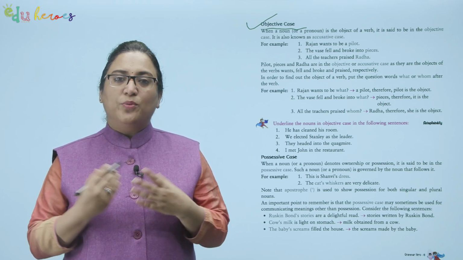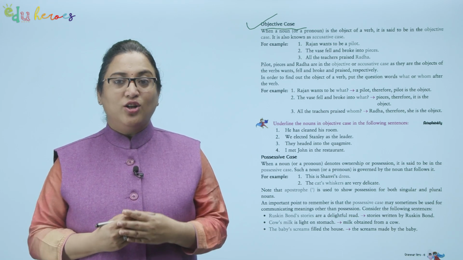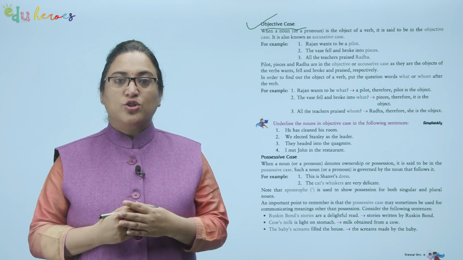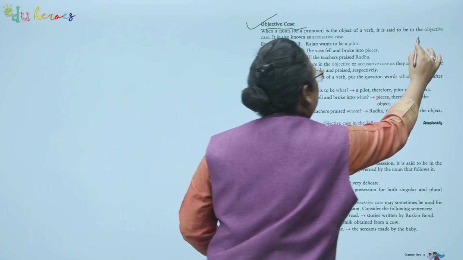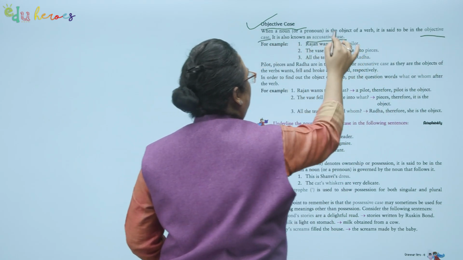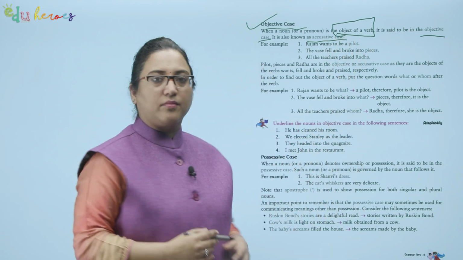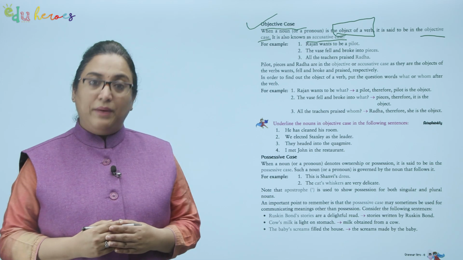When a noun or a pronoun is the object of a verb, it is called to be in the objective case. It is also known as accusative case. So, objective case or accusative case. But the key word is object of a verb. For example, Rajan wants to be a pilot.